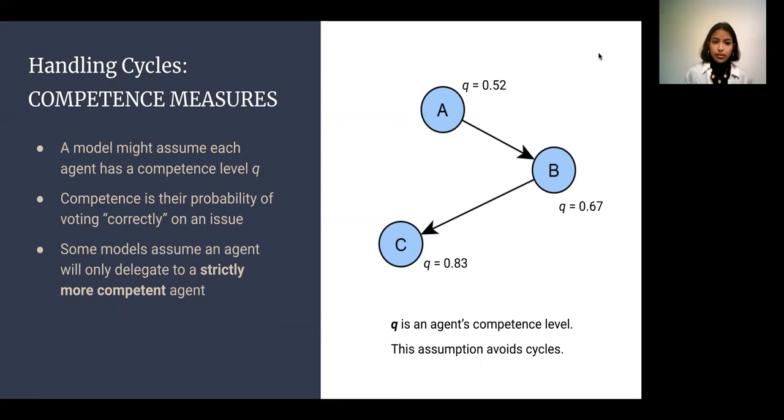To elaborate a little bit more on the use of competence measures, this is an example of a model that uses competence measures, which are essentially an individual's probability of voting correctly on an issue based on some ground truth of the right or wrong decision that you can make on a vote. We can see in the image on the right that we no longer have a cycle because A can only delegate to someone more competent than them, so they delegate to B, who delegates to C, but C cannot delegate to A because A has a lower competence value. So this is useful for avoiding cycles, but it's also a little bit difficult to actually quantify competence in a real world application.